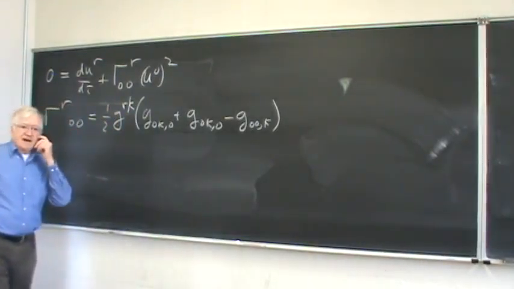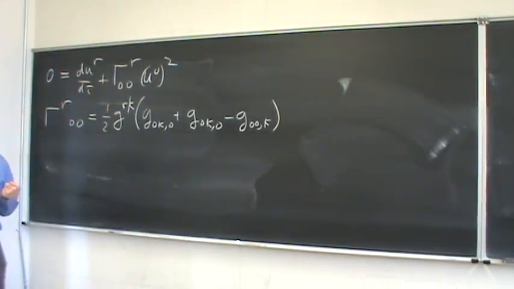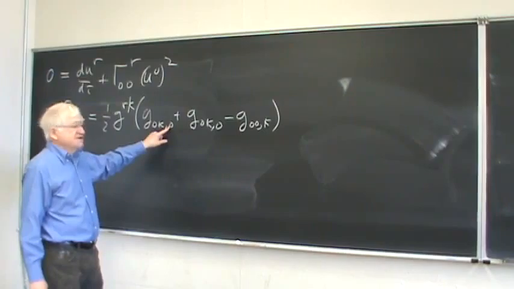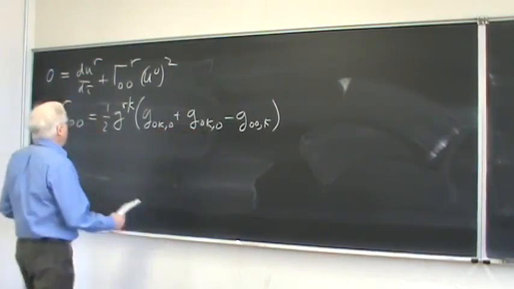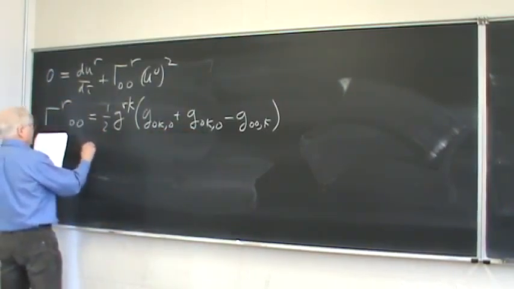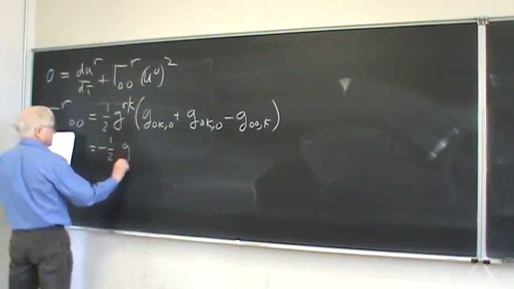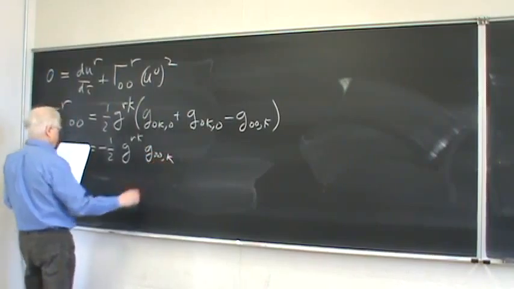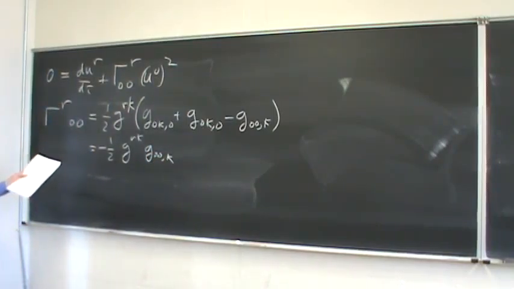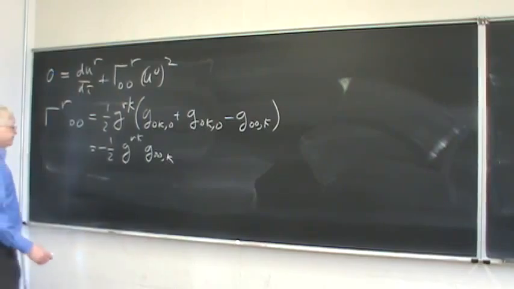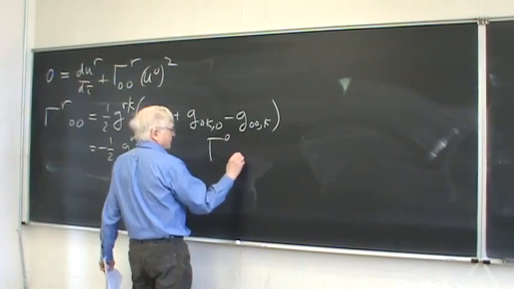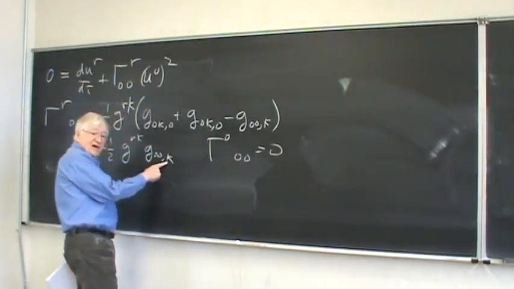But we're talking about weak static gravitational fields. So if the gravitational field is static, we can forget about these two terms. And so this is just minus a half g^rk g00,k. And moreover, g00,0 is 0 because that would involve a time derivative.